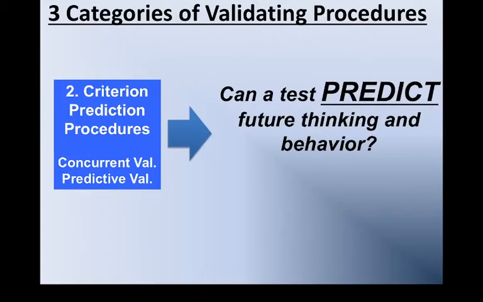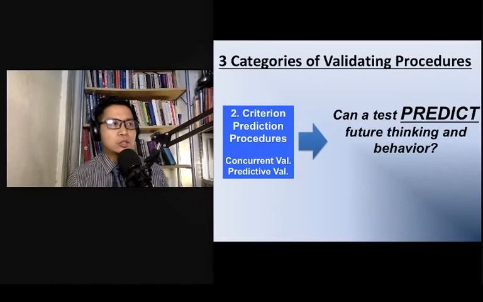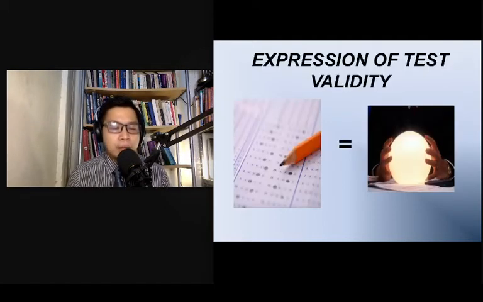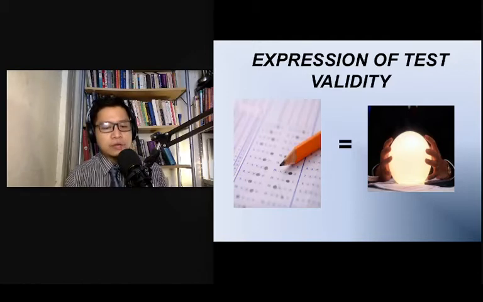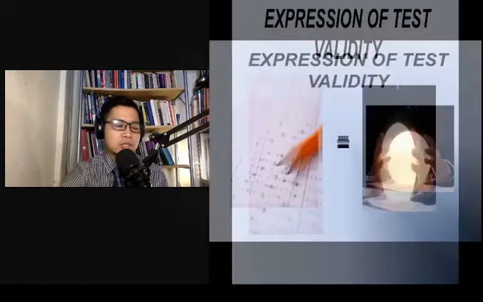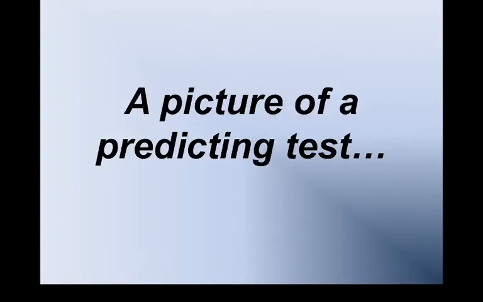So if that is your question, kung yan yung gusto mong patunayan that your test can do, then ito yung mga procedures na gagamitin mo to prove that. Concurrent validity or predictive validity. Remember, uulitin ko lang, another definition or another expression of validity is the ability of the test to predict future thinking and behavior. Kapag yung test mo, merong kakayanan na manghula ng iisipin ng ibang tao or gagawin ng ibang tao in the future, that in itself is an expression of the validity of test.